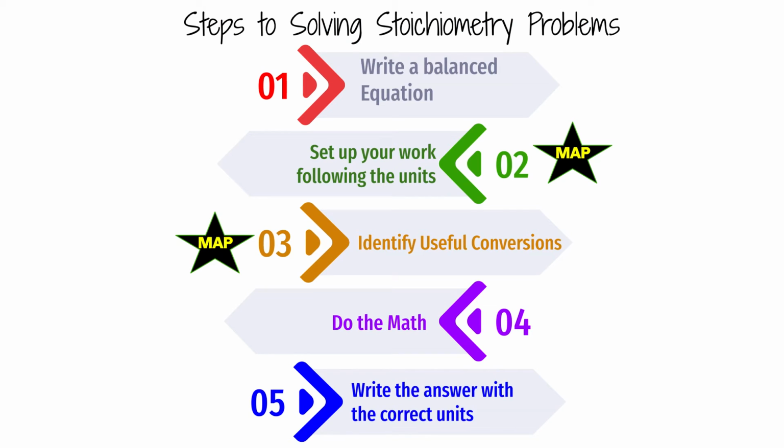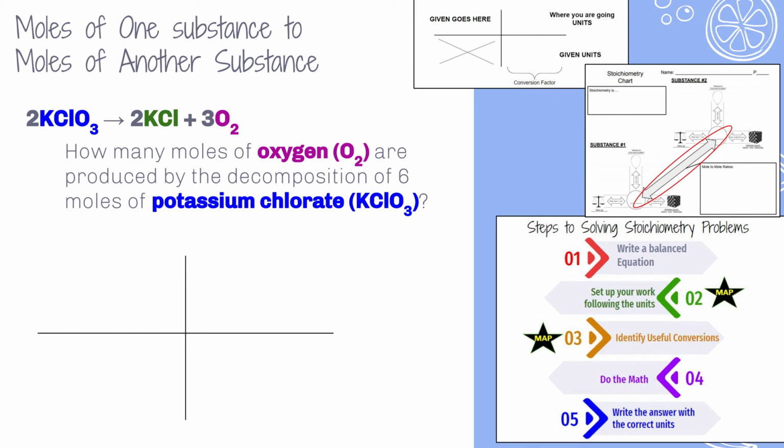So steps to solving stoichiometry problems. Write your balanced equation. Set up your work following the units. Identify useful conversions. Do the math, and then write your answer with the correct units. So here's a question. It says, how many moles of oxygen are produced by the decomposition of 6 moles of potassium chlorate? So step 1 is write your balanced equation, and it appears that this equation is already balanced.